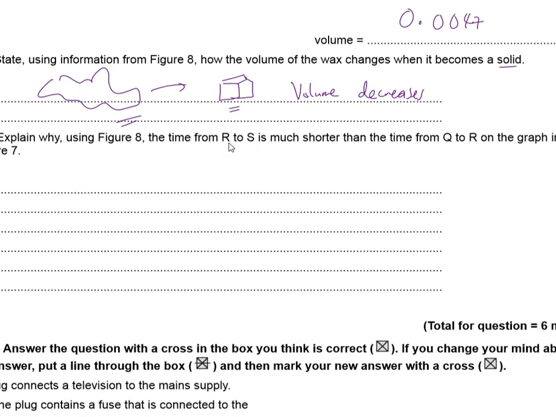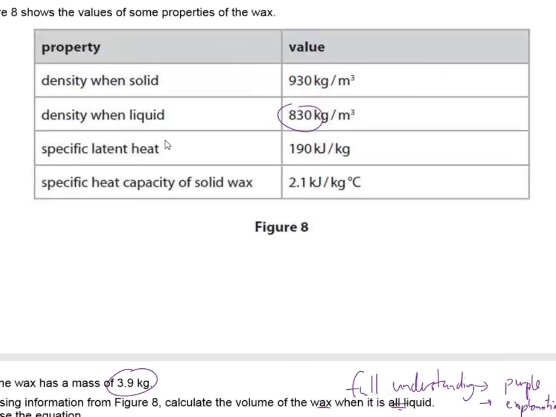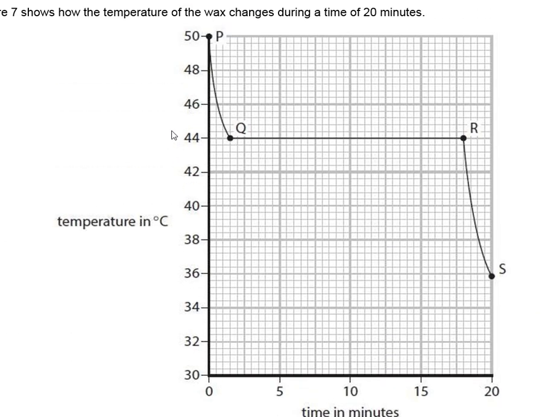Next one. Now, why is it that R to S is shorter, but Q to R is longer? Now let's take a look at where R is, here we go. So R to S is shorter. So how do we know? So this time, from here to here, is the time taken. So the time for R to S is shorter compared to the time from Q all the way to R. It is definitely shorter.